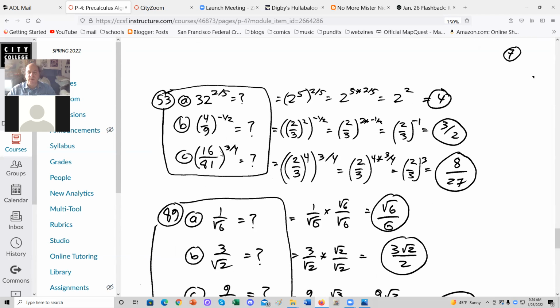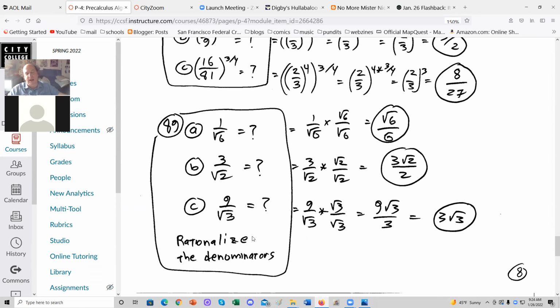16/81 to the 3/4. Well, again, 16 over 81, that's a power of 2/3, namely a 4th power. So 2/3 to the 4th power, that to the 3/4 power. This is a repeated root, repeated powers, so we multiply the powers. 4 times 3/4 makes 3. So 2/3 to the 3. And okay, 2 cubed over 3 cubed is 8 over 27.